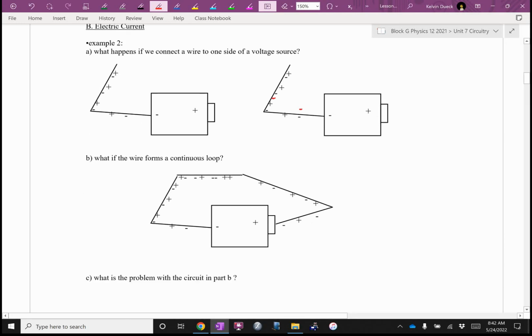What if the wire forms a continuous loop? Well, now electrons can travel and get to the positive. Now we're going to have a whole bunch of electron flow. And this presents us with a problem, specifically in this circuit here. If we were drawing this as a circuit diagram, it would look like this.